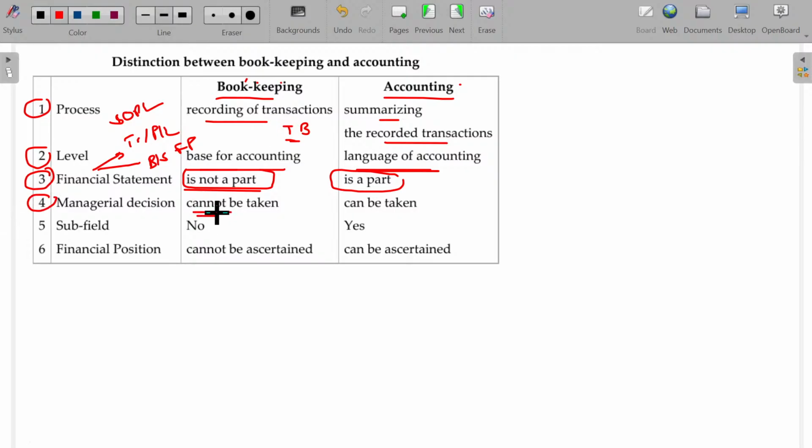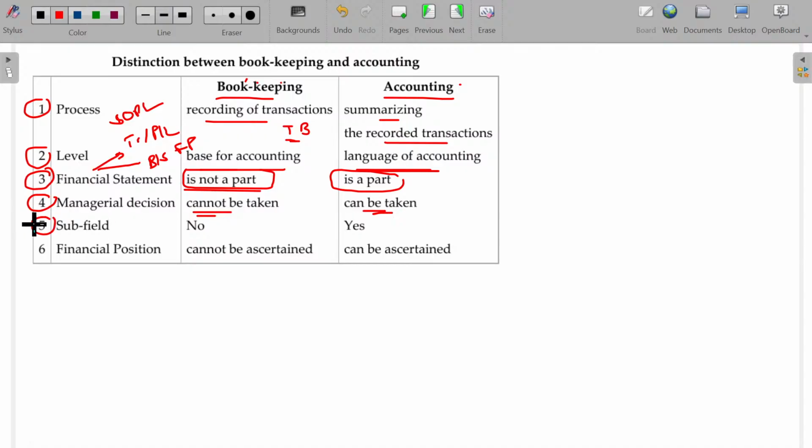Bookkeeping will not help. We cannot make any decisions based on the trial balance, but based on the final accounts decisions can be taken. So based on the GP, NP, and assets available, the management makes some decisions whether the business is performing better or not.